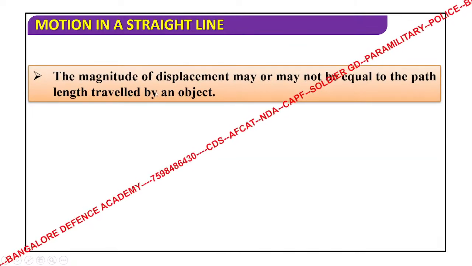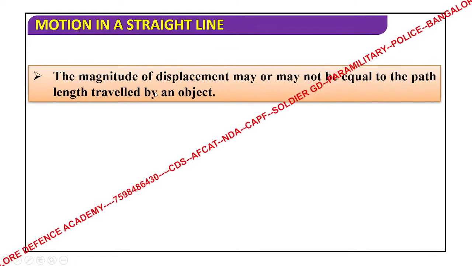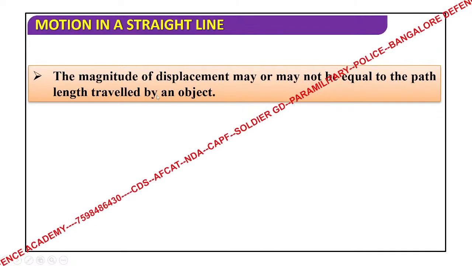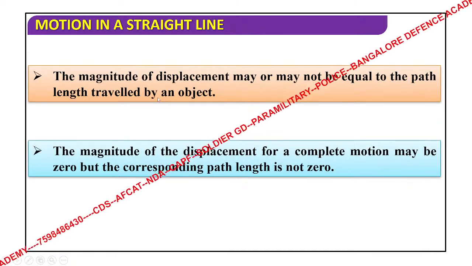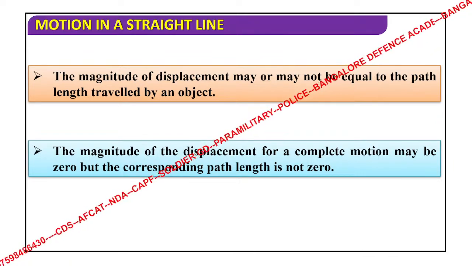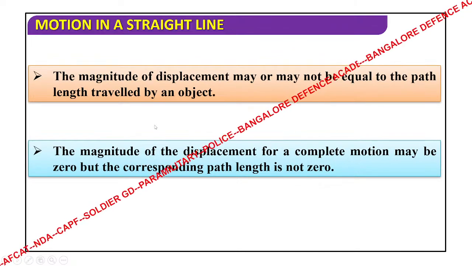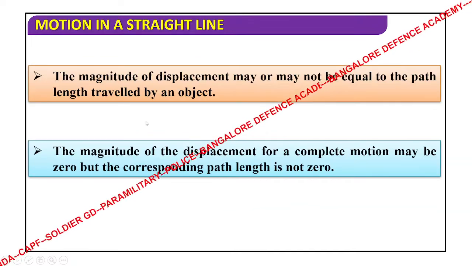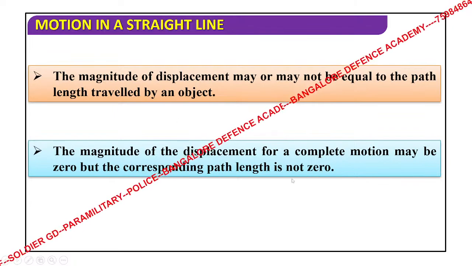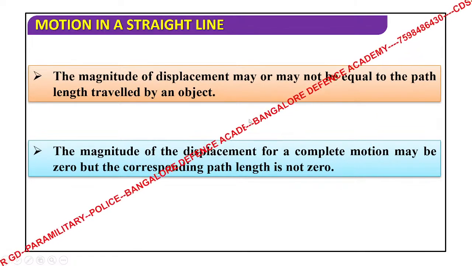Next, the magnitude of displacement may or may not be equal to path length traveled by an object. The magnitude of the displacement for a complete motion may be 0, but the corresponding path length is not 0. Fine. Whatever I have explained, they have given you in sentences. Don't get confused. Now let us try to answer some questions.